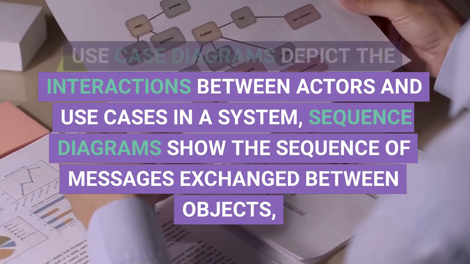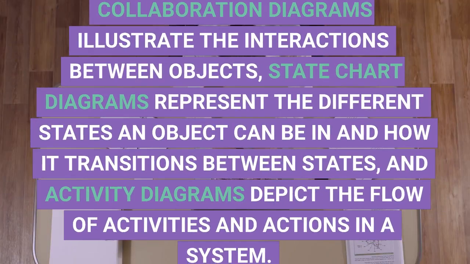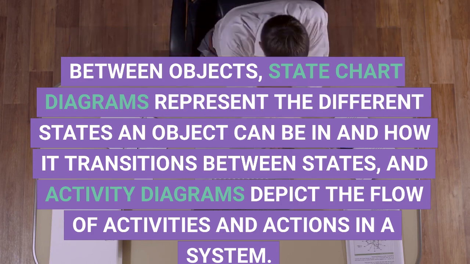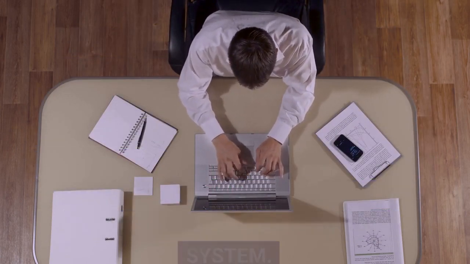Sequence diagrams show the sequence of messages exchanged between objects. Collaboration diagrams illustrate the interactions between objects. State chart diagrams represent the different states an object can be in and how it transitions between states, and activity diagrams depict the flow of activities and actions in a system.